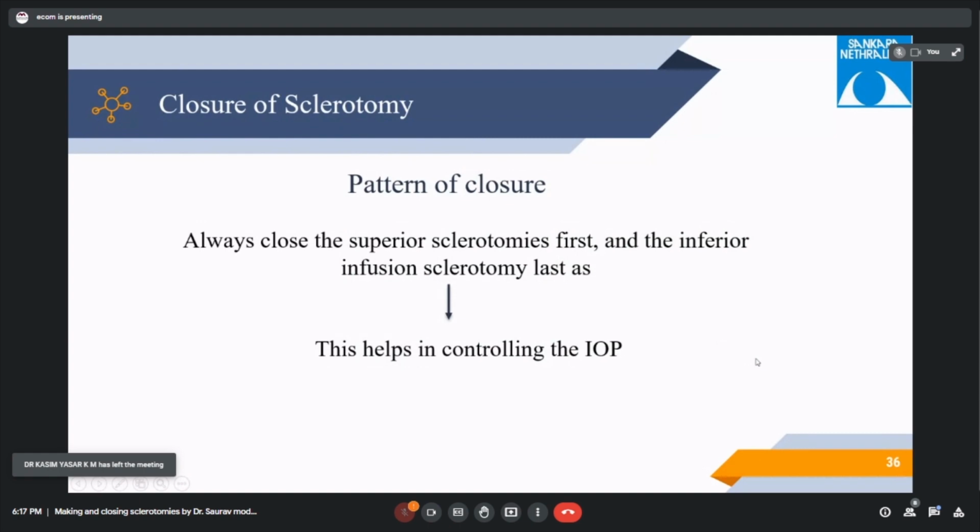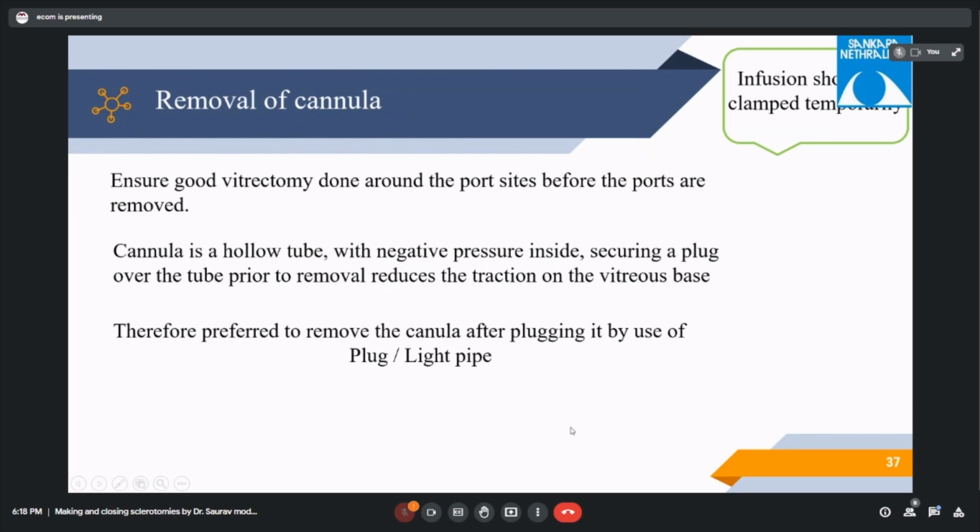So now moving on to the closure of sclerotomy. Always close the superior sclerotomies first and the inferior sclerotomy last. This helps in controlling the IOP. Ensure a good vitrectomy is done around the port site before removal of the cannulas. As the cannula is a hollow tube, the negative pressure inside can result in traction over the vitreous base and incarceration of the vitreous. Therefore it is preferred to remove the cannula after plugging it, using either a light pipe or a plug.